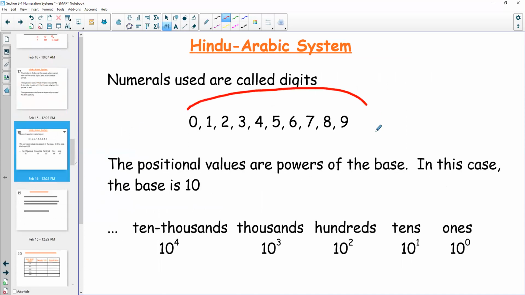Numerals are digits in our system. We have 0 through 9. And the positional values are powers of the base. Our base is 10. So ones, tens, hundreds, thousands, 10,000s. You know this. You've seen it before.